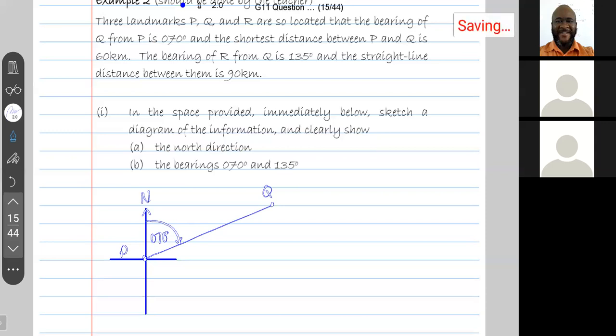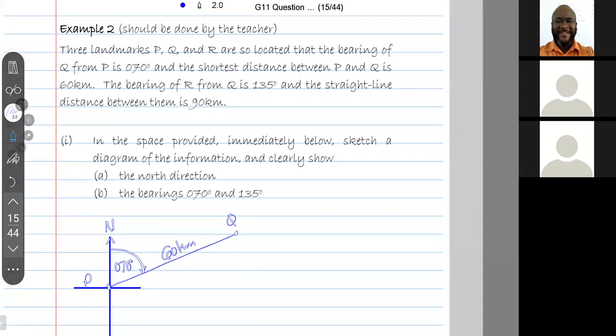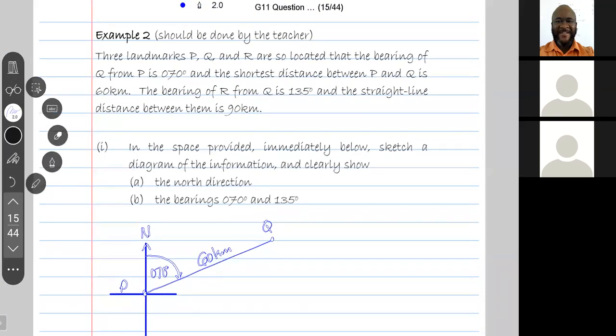Then we're told that the what? The shortest distance between P and Q is 60 kilometers. Now, the shortest distance between 2 points is a straight line. So it means that this length here is 60 kilometers. Stay with me. Next, we're told that the bearing of R from Q is 135 degrees.